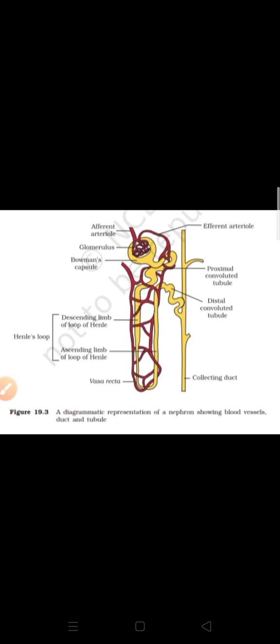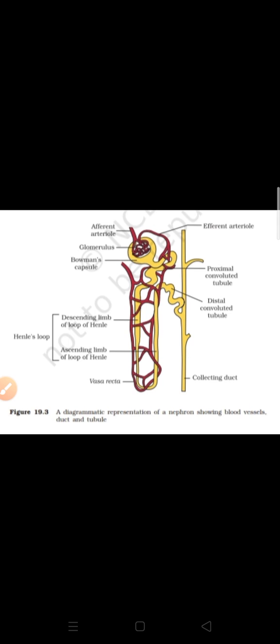The red colored ones are the blood vessels, showing how blood is supplied to the nephron and how the filtration takes place. All these things we will read in this particular chapter. So firstly we will start with the nephron.